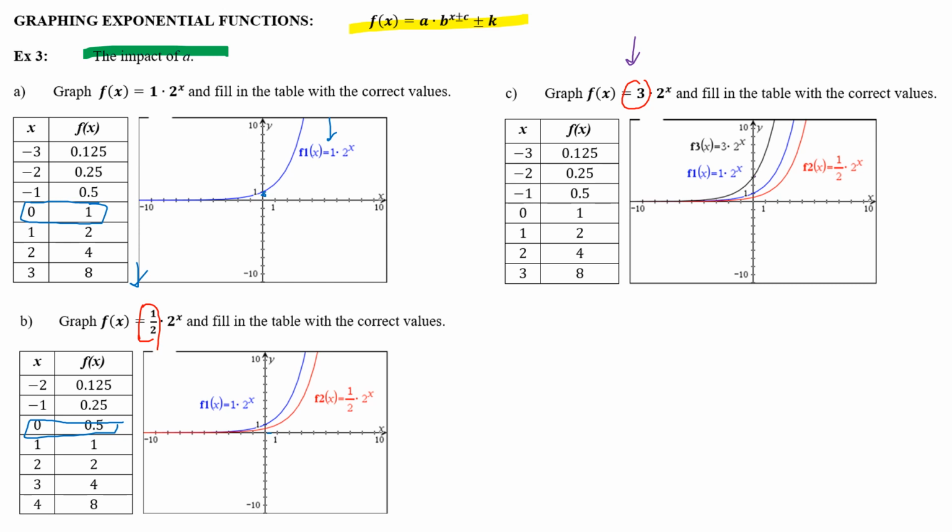My apologies, this table is actually incorrect right here. Give me a second, let me write down the correct one.